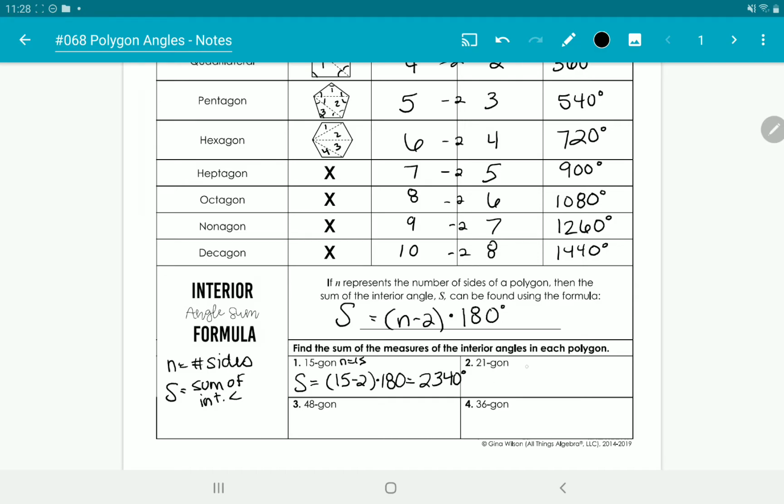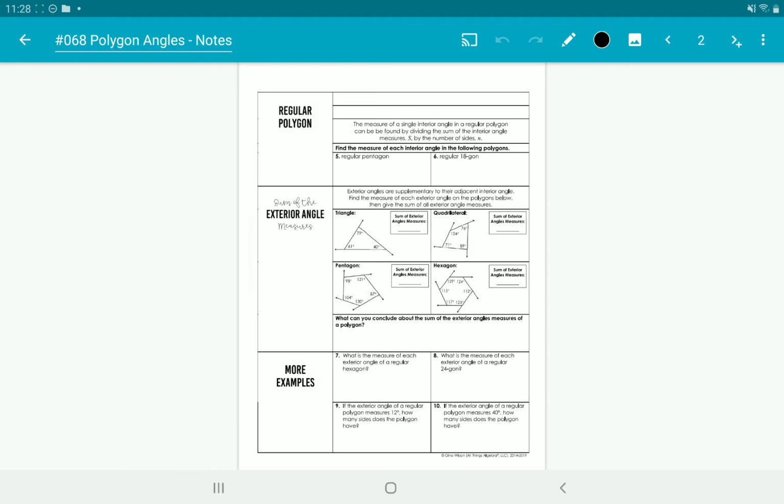So we have a 21-gon, so n is 21. The sum is going to be 21 minus 2 times 180, and that's going to give us 3,420. Go ahead and try 3 and 4. Take the number of sides, subtract 2, and multiply by 180.